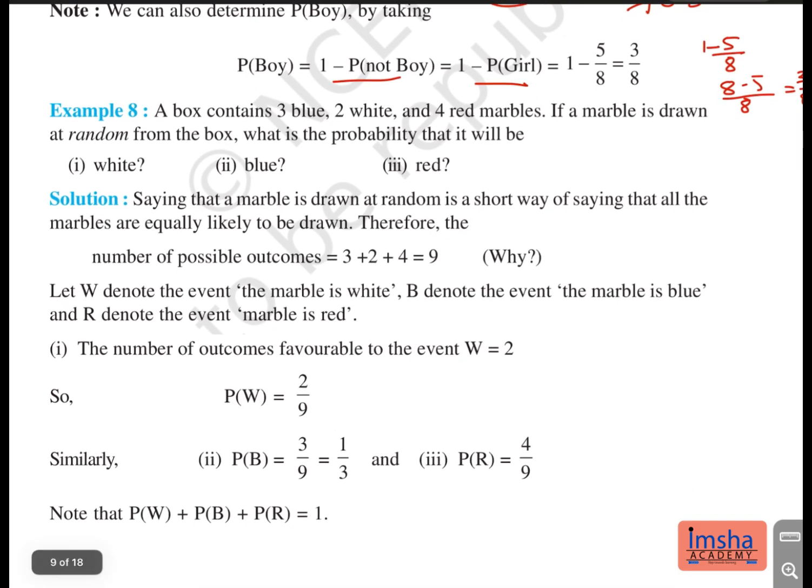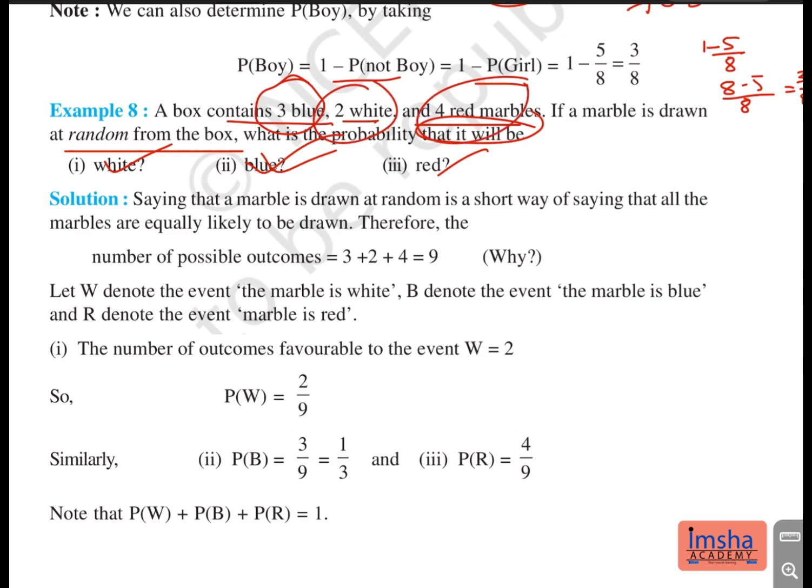A box contains 3 blue, 2 white and 4 red marbles. If a marble is drawn at random from the box, we don't know which marble we are picking, we are not seeing it, randomly we are picking one marble. What is the probability that it will be a white ball, blue and red? Blue there are 3, white there are 2, red there are 4. Total how many marbles are there? 4 plus 2 plus 3 is 9. Total 9 marbles are there.